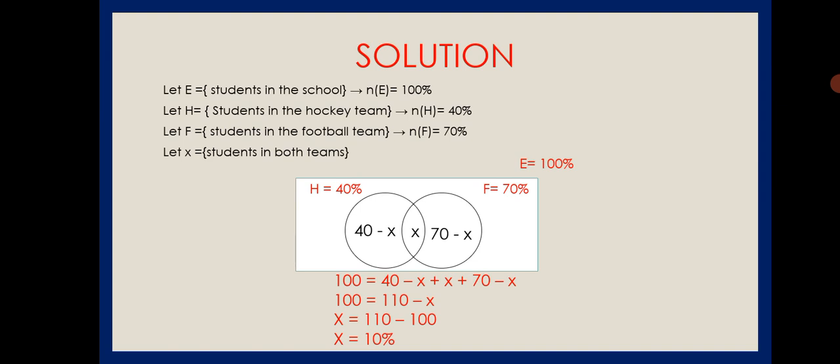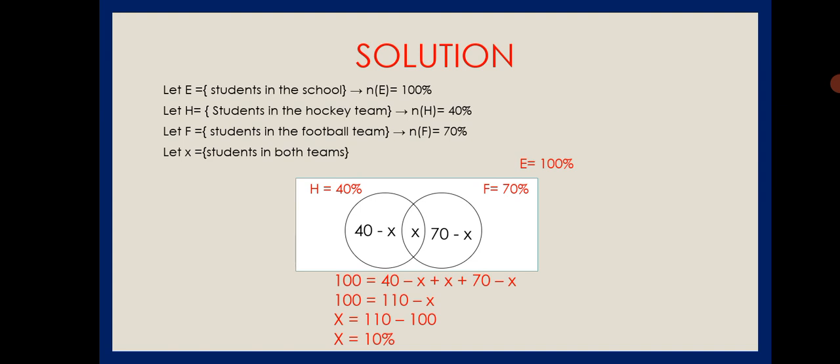No. So therefore, we use a variable, like the way we always used to do in class. Let X be equal to students in both teams. We said E is equal to 100%. That's what we have there. In our Venn diagram, that's in a rectangular box, we have H on the left-hand side, which is 40%, and F, that's 70%, on our right-hand side. Since we are saying let X be the intersection, we want to know students that belong to both teams, or they play hockey and also football at the same time.